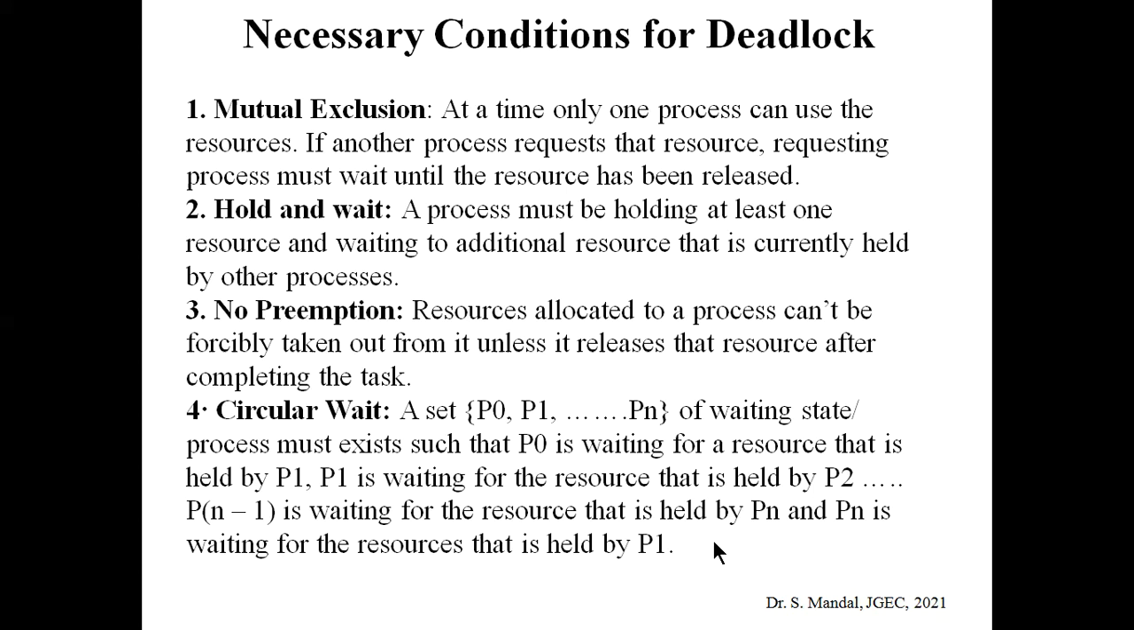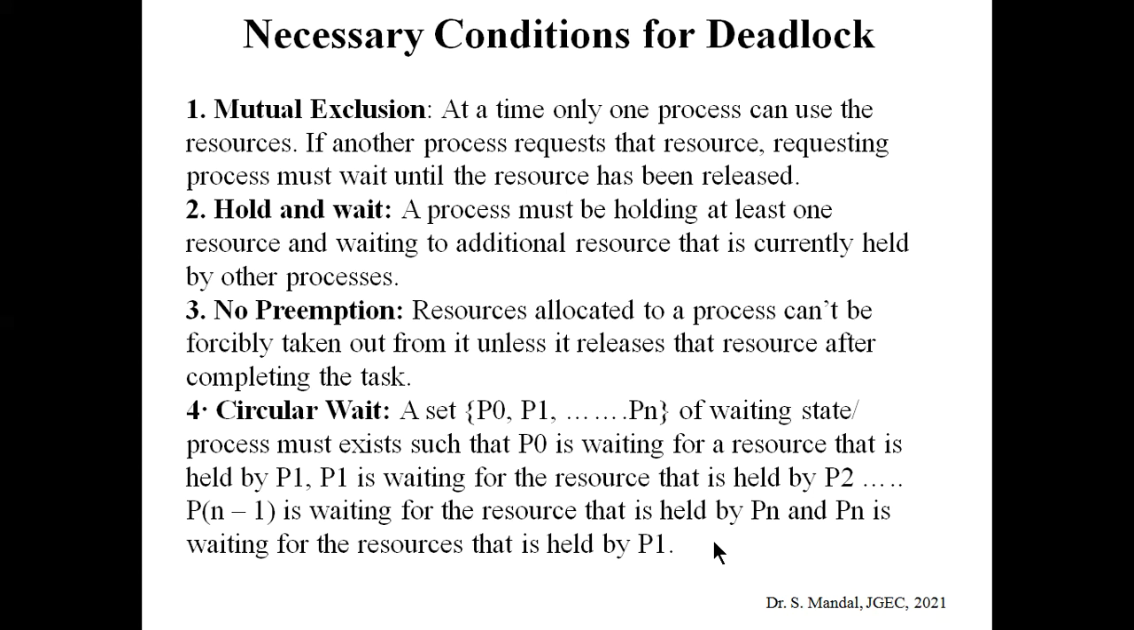But if there is no mutual exclusiveness condition, the resource can be shared by different processes. That means there will be no deadlock. Next, hold and wait. A process must be holding at least one resource and waiting for an additional resource that is currently held by other processes. Until the hold and wait condition is satisfied, no deadlock will occur. Whenever a process is in a wait state to access a resource which is already held by another process, at that time deadlock will occur.